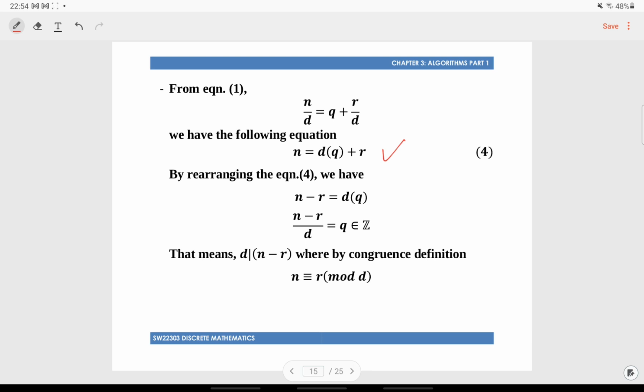Since n minus r is divisible by d, because n minus r over d equals an integer value q, based on the definition of congruence, d divides n minus r, and this implies that n and r are congruent modulo d. So the dividend is congruent to the remainder modulo the divisor. Only if these numbers satisfy this condition can we say that n is congruent to r modulo d.